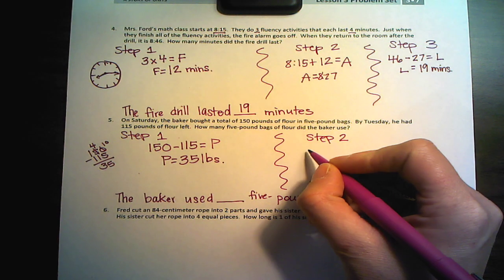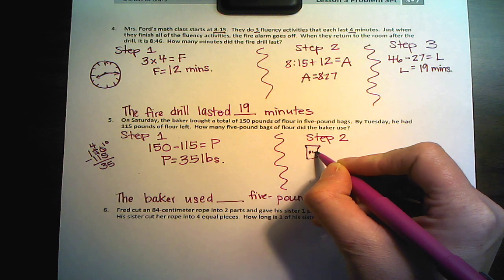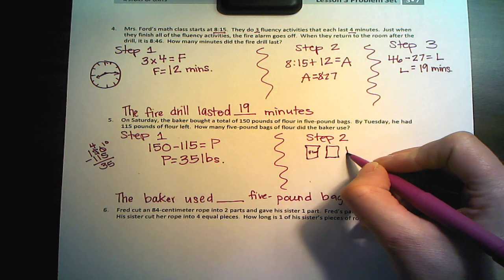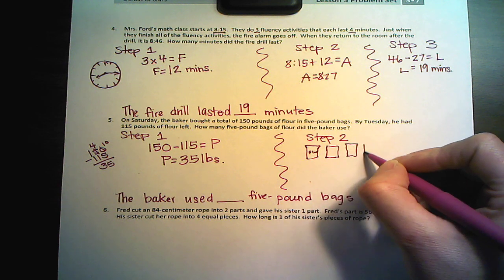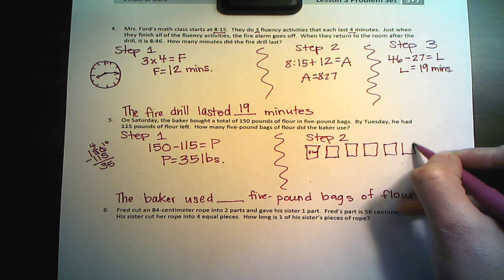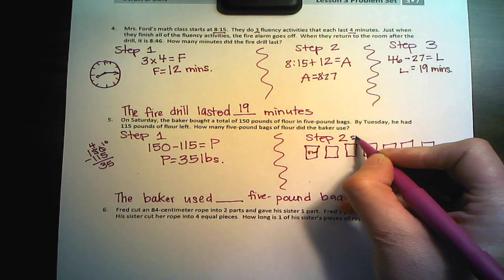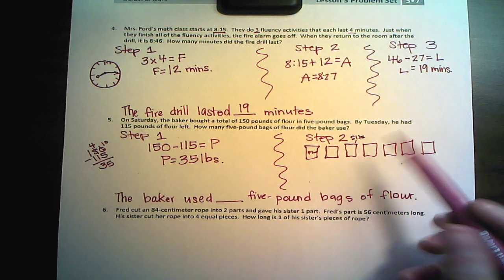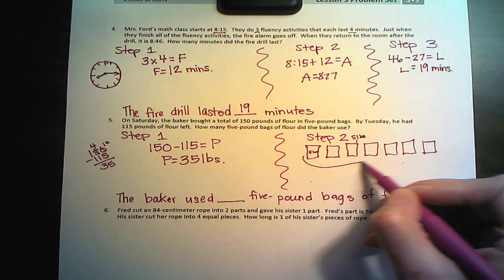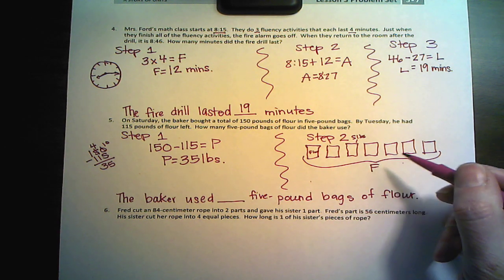We could draw out some bags of flour, right? There's 5, 10, 15, 20, 25, 30, 35, right? These are each 5 pounds. How many do we have? 1, 2, 3, 4, 5, 6, 7. We have 7. Let's call this F for flour. We have 7 5-pound bags.